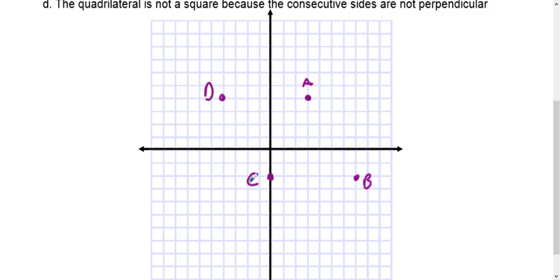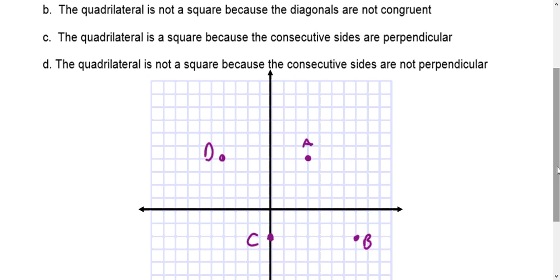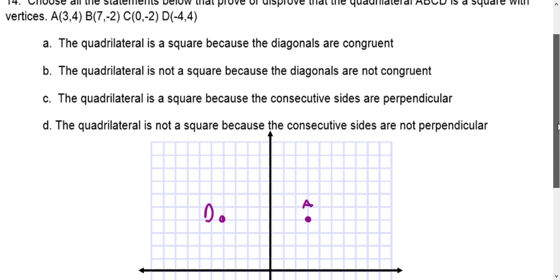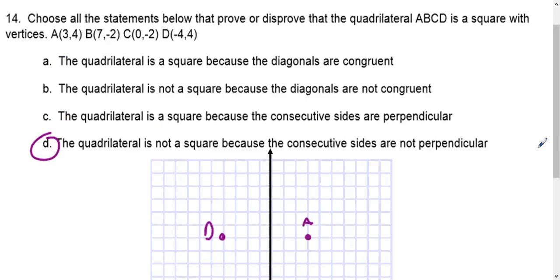The base is flat with a 0 slope, so the other side DC, if it was going to be a square, would have to be vertical with an undefined slope. So we're talking about consecutive sides when we say that, so it's not a square because the consecutive sides are not perpendicular. That's true. DC is not perpendicular to BC. Also, I bet the diagonals are not congruent either.